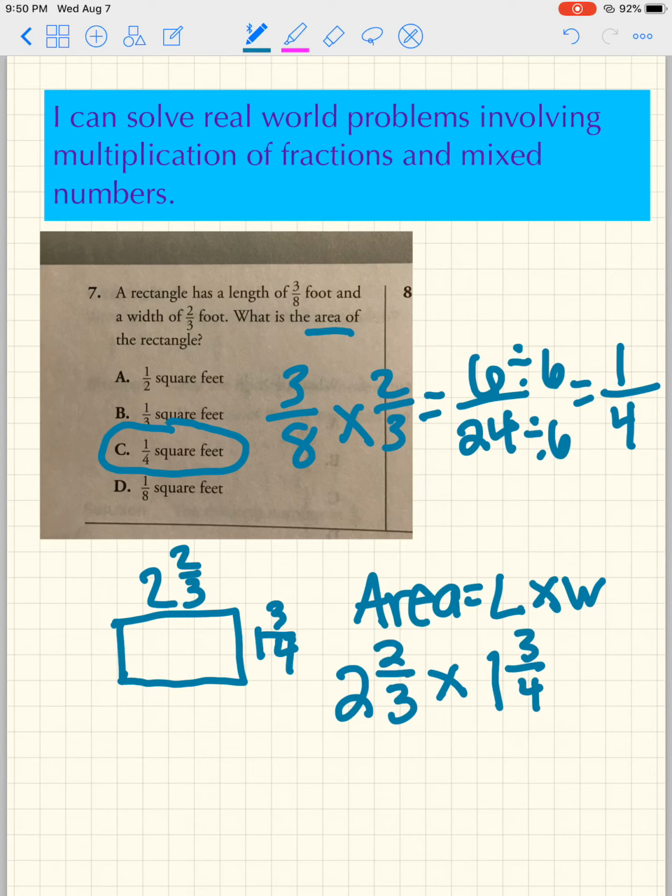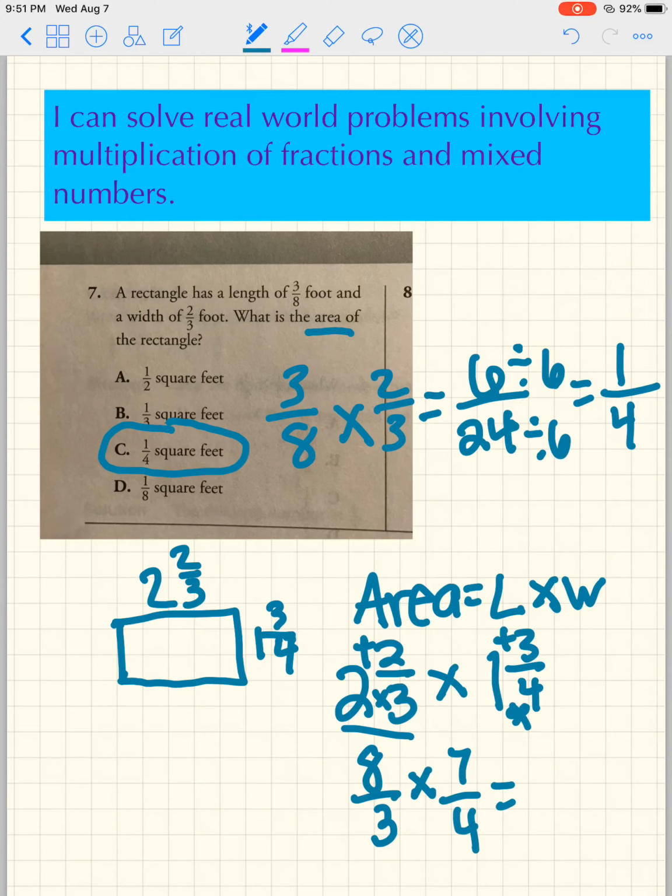So this is a little bit lengthier process because we need to turn our mixed numbers into improper fractions in order to multiply correctly. So 2 2/3, 3 times 2 is 6, plus 2 is 8, so I have 8/3. If you are having trouble with just changing mixed numbers to improper fractions or vice versa, let me know and we will practice more of that. And of course, 1 3/4, 4 times 1 is 4, plus 3 is 7/4.